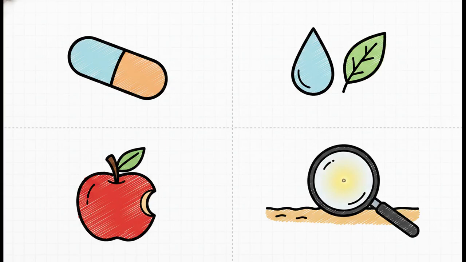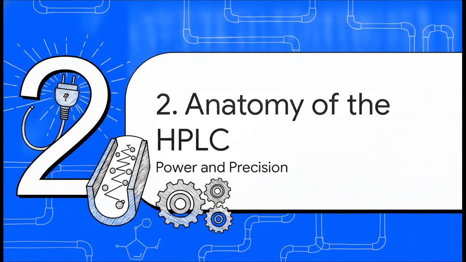And the sensitivity? It's literally mind-blowing. An HPLC system can detect trace concentrations down to parts per trillion. To put that into perspective, it's the chemical equivalent of finding one single specific grain of sand on an entire beach. Section 2. Anatomy of the HPLC.